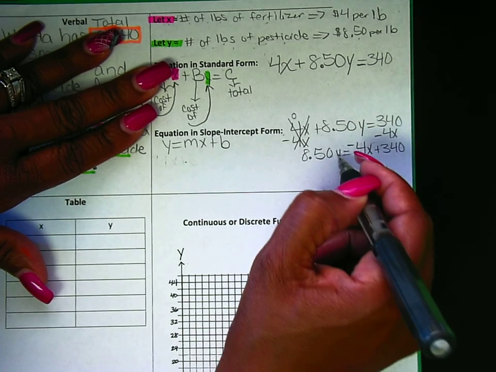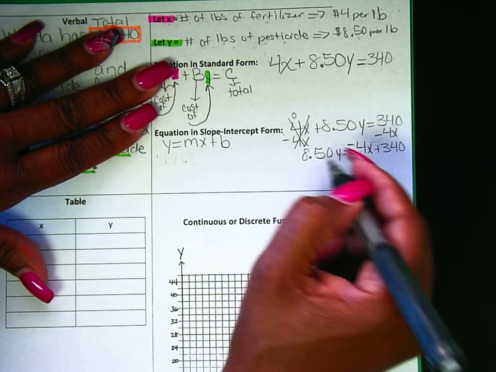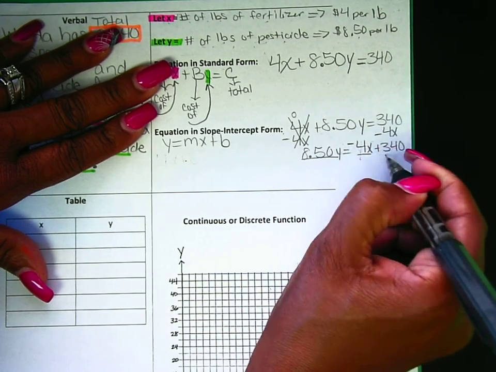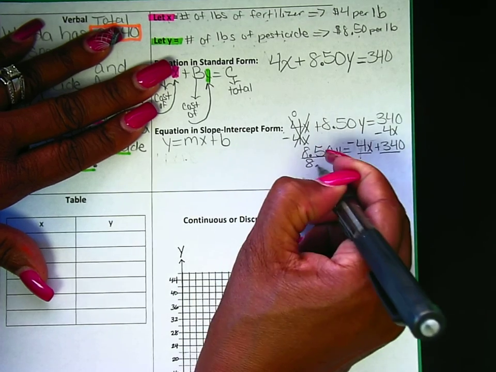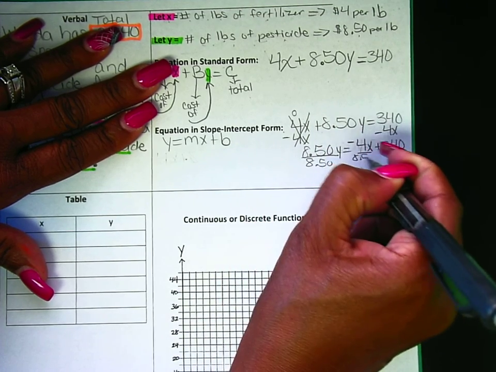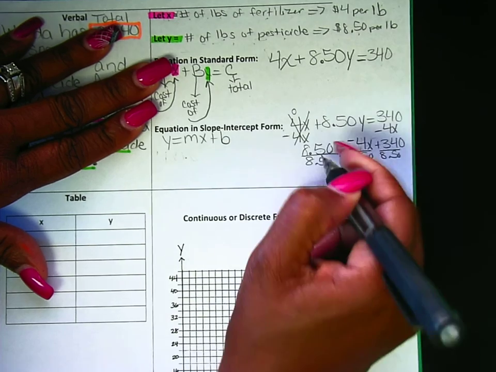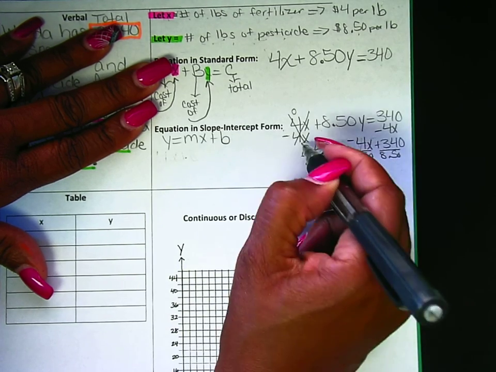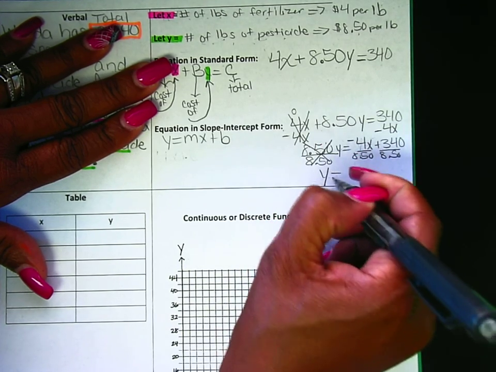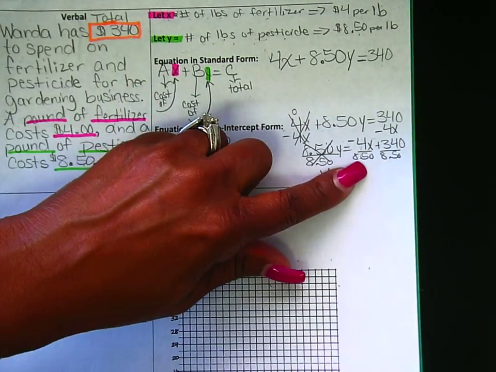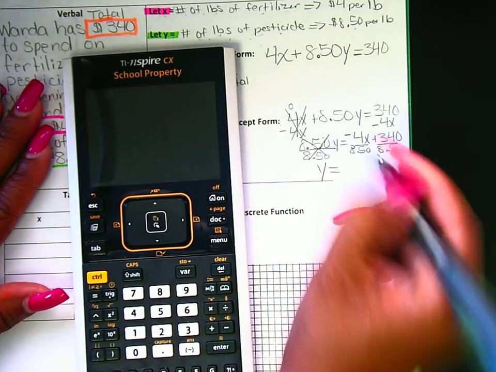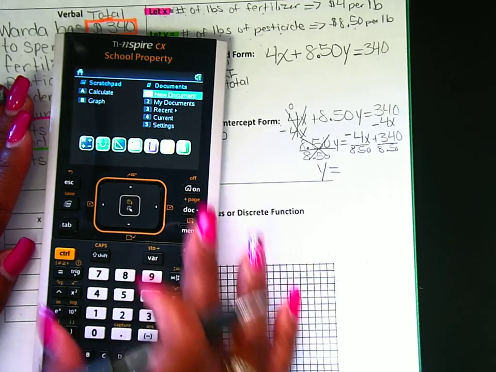No. Here, the Y is by itself, so my next step is to divide each term by the coefficient of Y, which is $8.50. $8.50 divided by $8.50 is 1, so I got 1Y equals, then I'm going to put negative 4 divided by 8.50. I'm going to use my calculator, you guys, so you can use it.